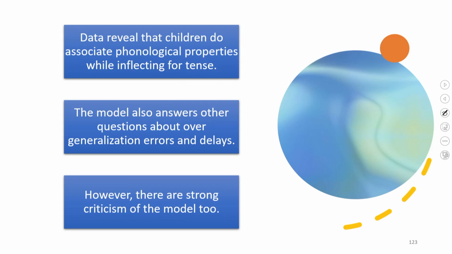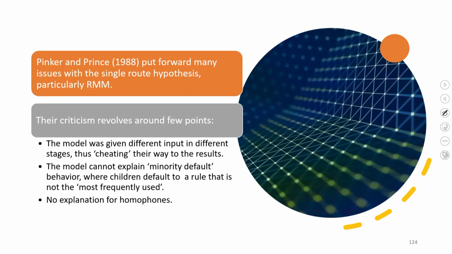However, there is some very interesting criticism coming from the Pinker group. One of the most well known criticisms comes from Pinker and Prince 1988. They put forward many issues, but among them three stand out. Their first problem was that the model was created by cheating in the input system. They said that the model was given different input in different stages, thus cheating its way to the results. The results were arrived at because the inputs were given in such a way that they would give that kind of result. It was not very honest.